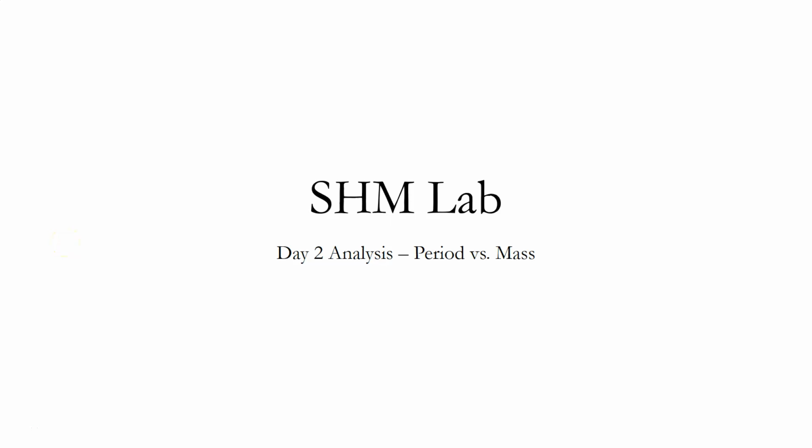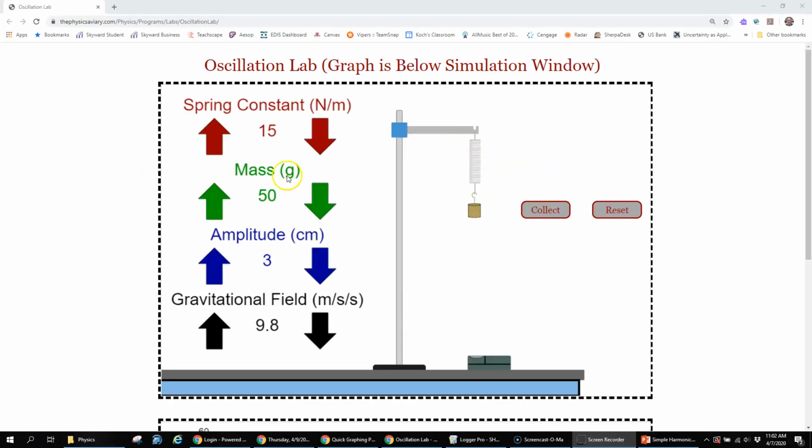Hi everyone. After taking data for the day 2 analysis on the simple harmonic motion lab where we investigated period versus mass, we likely would have had a classroom discussion about that relationship to see if we could learn anything and whether we could come up with an expression that might be useful in describing the system. So in a semi-brief video, I'm going to go through the discussion that we likely would have had in class.